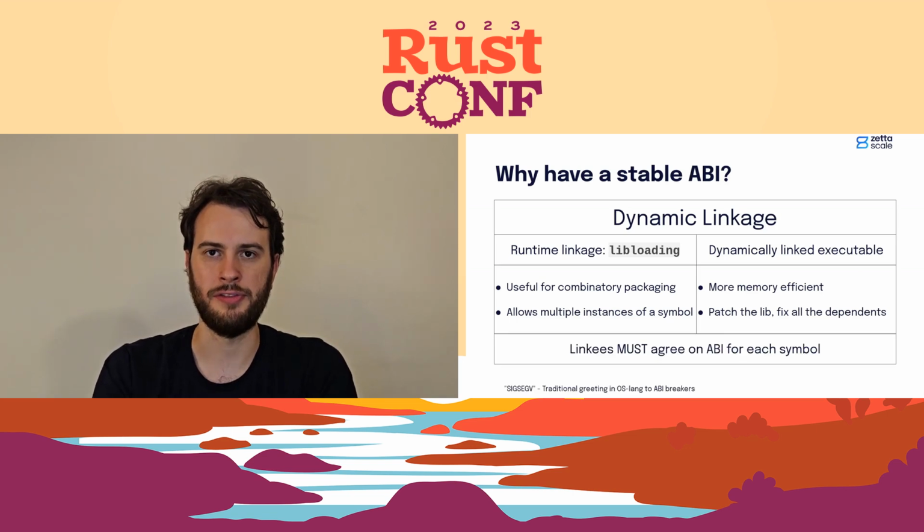is not aware of ABI, and that means that linkees must agree implicitly on ABI for each symbol. Otherwise, you're going to run into undefined behavior really quickly, because they will just not agree on how types are laid out or how a function is supposed to be called. And at some point, a field is going to get mixed up with another.